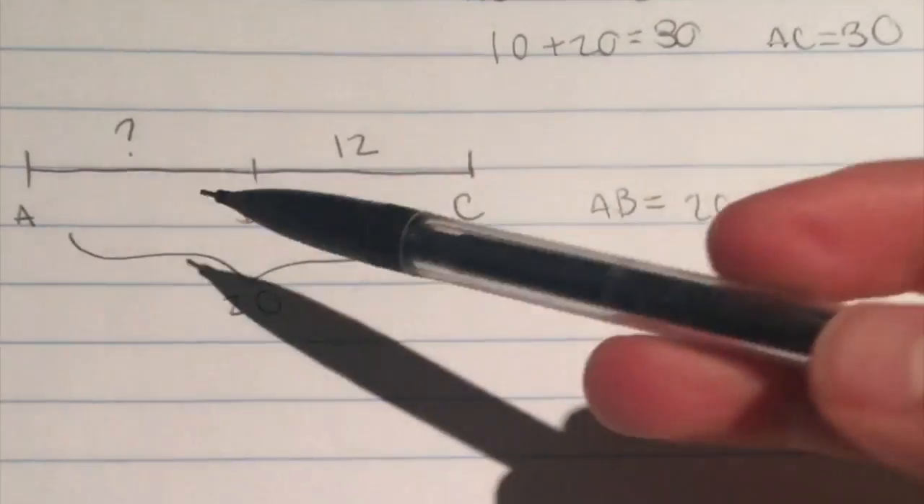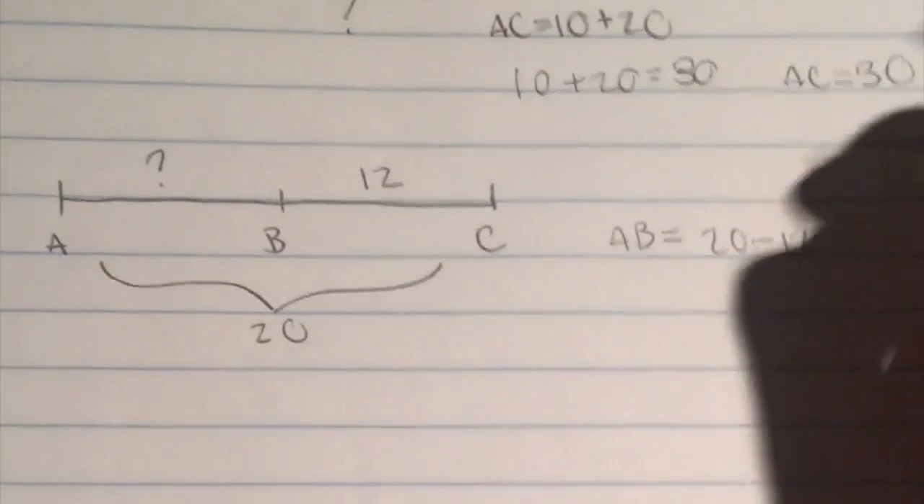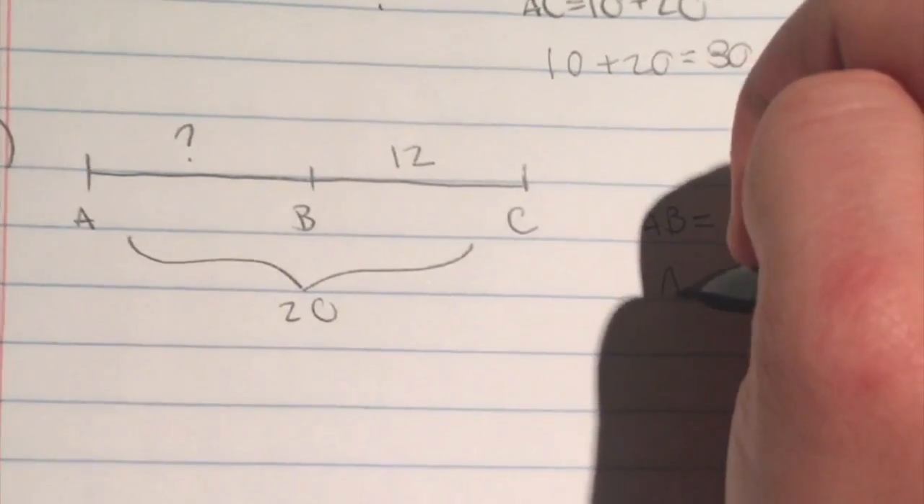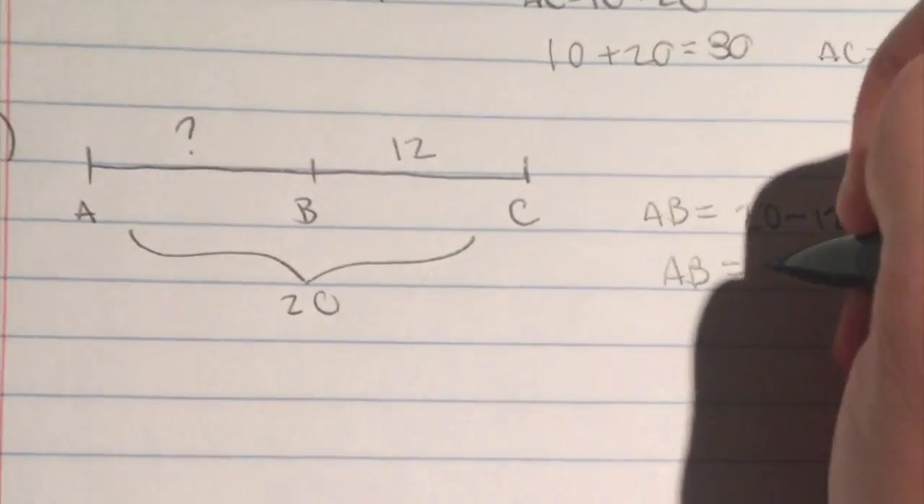So AB is equal to 20, which is the total length, and then minus BC, which is 12, because that's going to get you your individual segment. So we'll solve that out. AB is equal to 8.